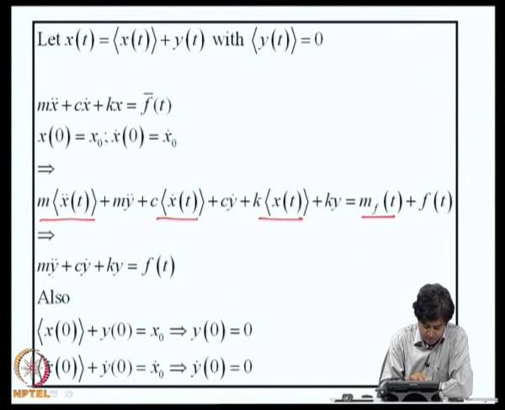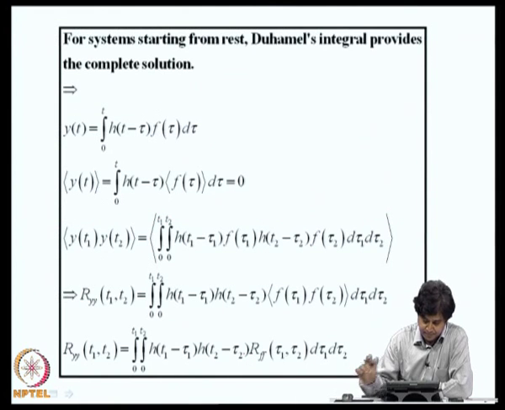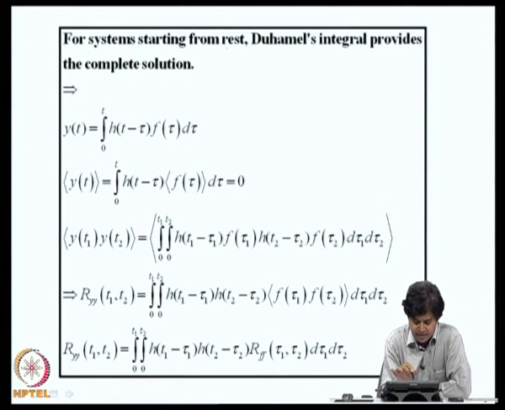So, for this random component y of t, we now have an equation where the right hand side is a random process with 0 mean and the system starts from rest. So, for such systems, that is for systems starting from rest, the Duhamel's integral provides the complete solution. So, y of t can be written as the integral from 0 to t of h of t minus tau, f of tau, d tau. Just to verify, you can take the expected value of y of t, that is the expected value of f of tau, this is 0, therefore, this integral is 0.